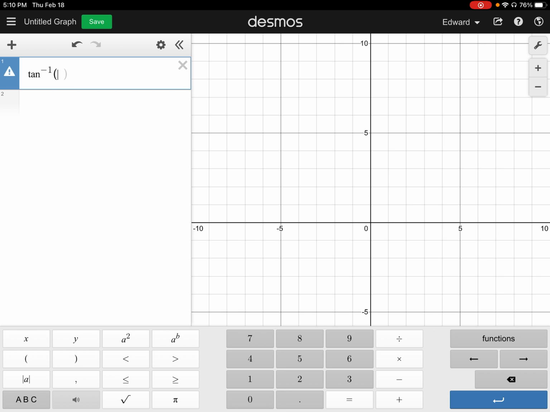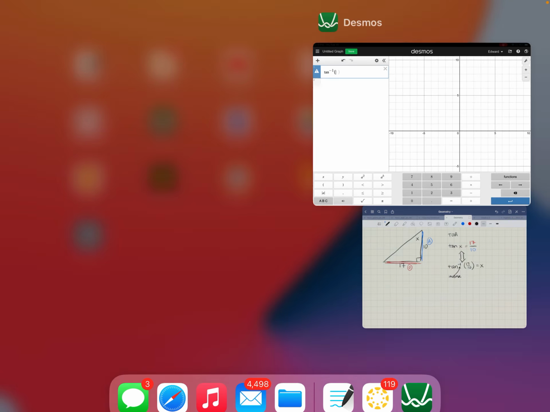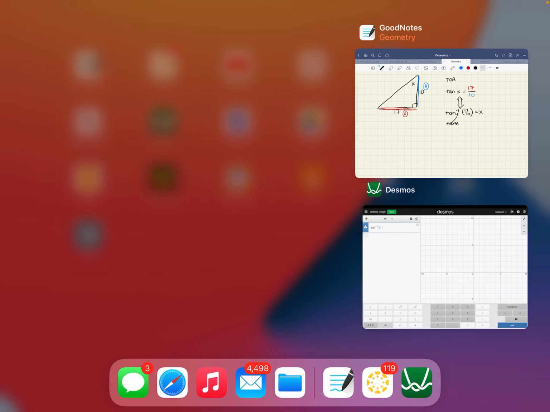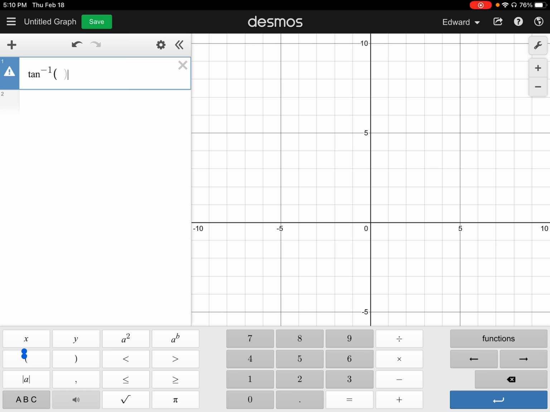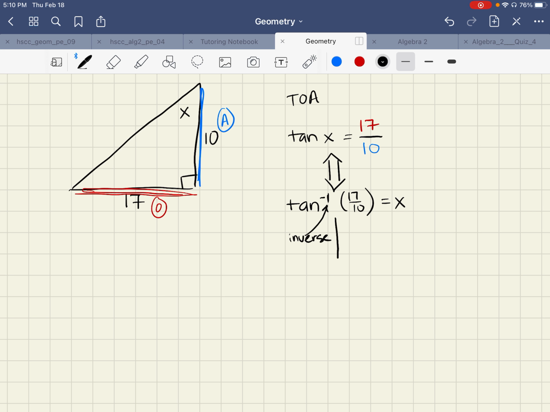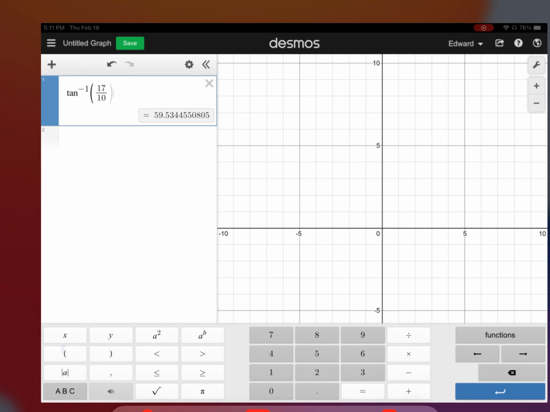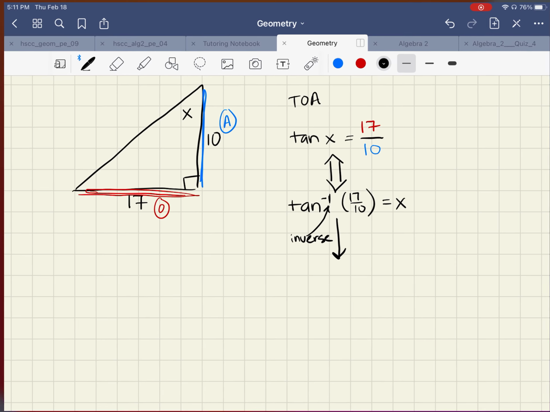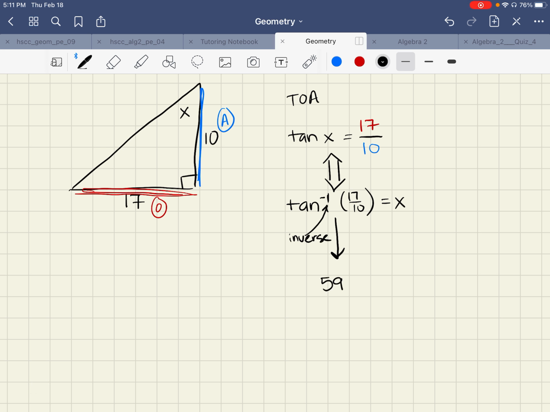We wanted tangent inverse. And the ratio we were doing, let me go back and double check, is 17 over 10. So we type in tangent inverse of 17 divided by 10, and our answer is 59.53445, or 59.5 degrees. Since this was our final answer, we're going to round it to one decimal. So 59.5 degrees is what x is.